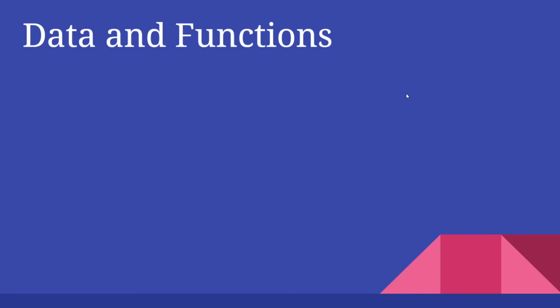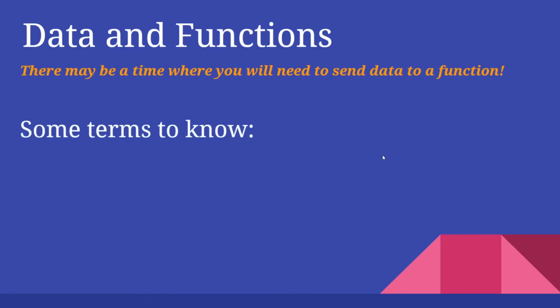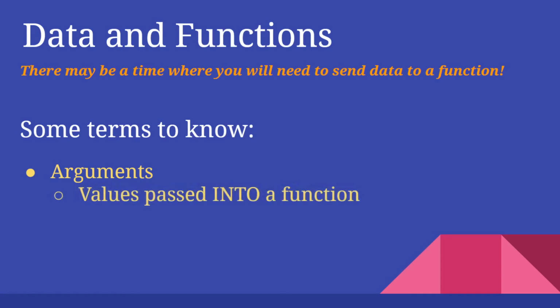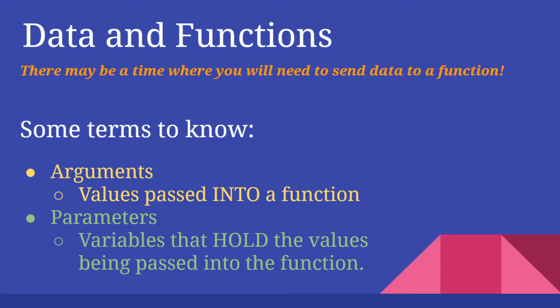So what about data within the functions, right? Well, there may be many times where you would need to send data to a function. This gets us familiar with some terms though. First, we have arguments. Now, arguments are values that are passed into a function, right? And then we have parameters. And these are variables that hold the values that are being passed into the function. Keep in mind these two terms because they will be very important in getting to learn more about functions.